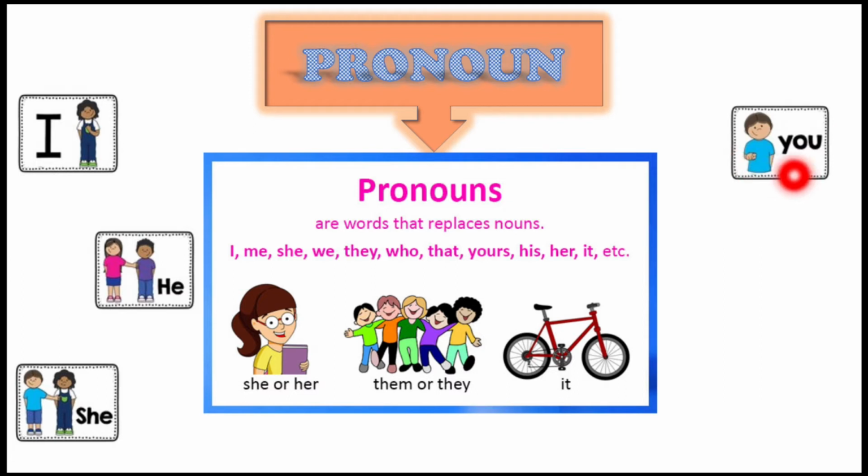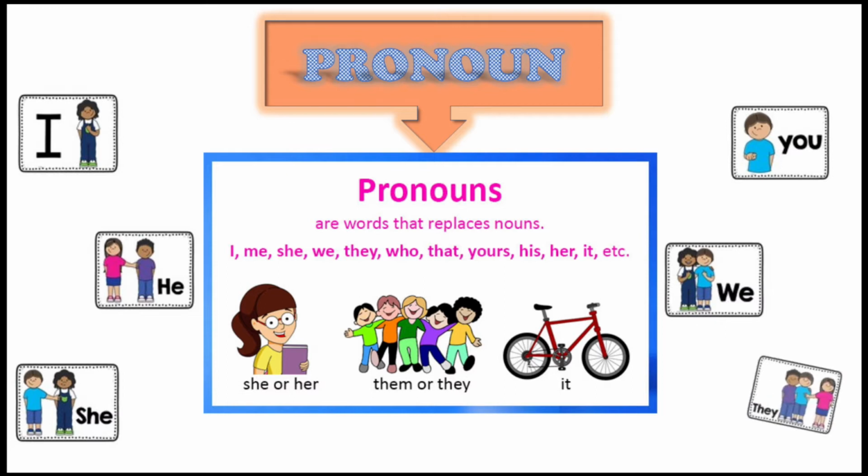Next, you. It means आपके सामने कोई person है, आप उसके बारे में बात कर रहे हो. It can be singular also and plural also. So that is you. The next is we. We means हम सब. इसमें आप भी हो और दूसरे भी हैं. जिसमें आप include हो तो उसे आप क्या बोलोगे? We. The next is they.